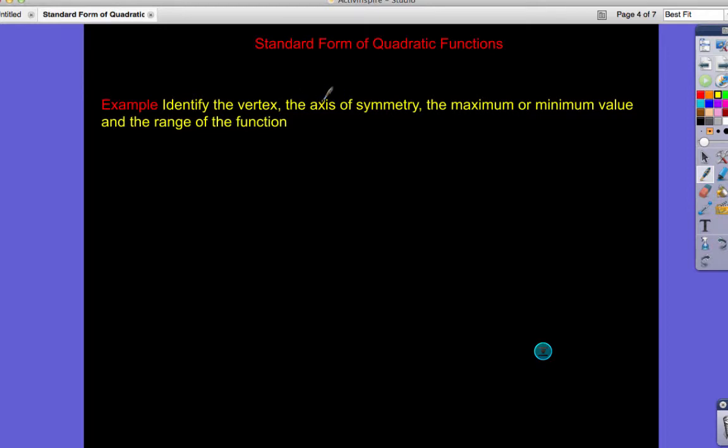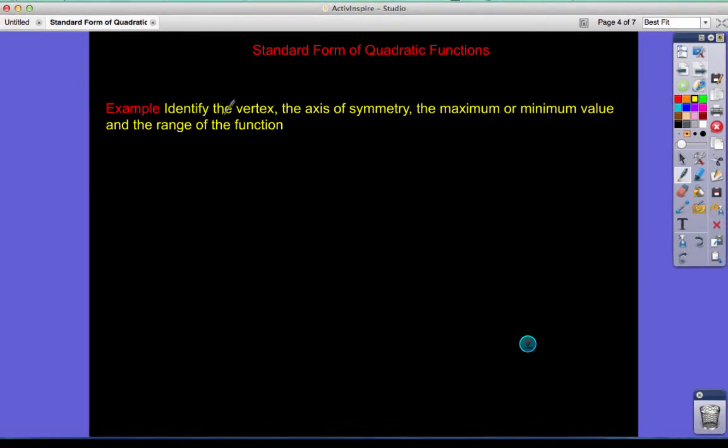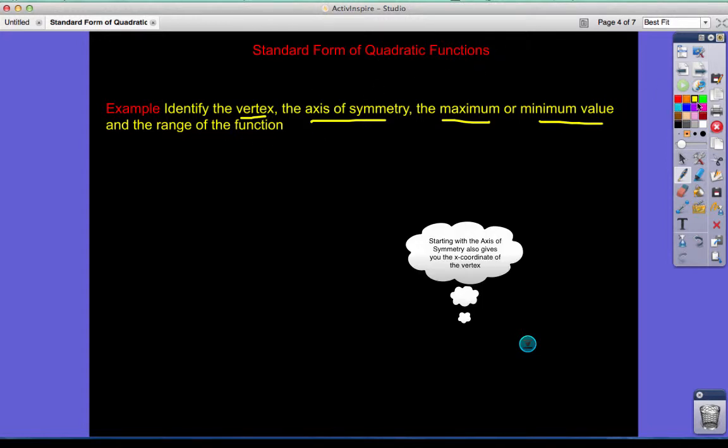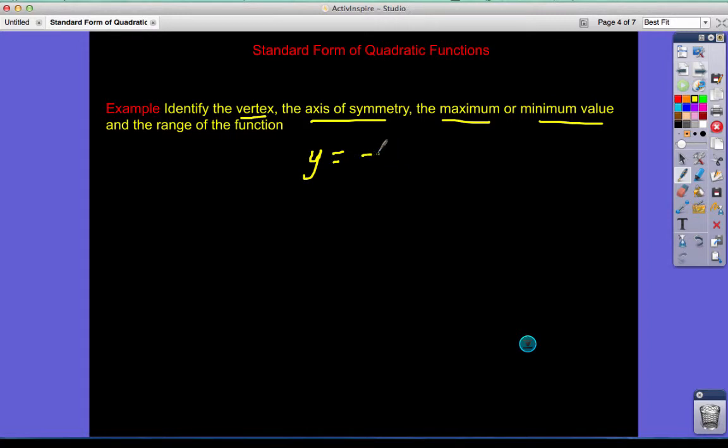Now here is where you can identify the vertex, axis of symmetry, the maximum or the minimum value, and range of the function. The function we're going to be looking at is y equals negative x squared plus 2x plus 1. If we can identify the vertex, axis of symmetry, maximum or minimum, or the range, really we can graph these functions. Basically, if we know the vertex and the axis of symmetry, this can help us graph standard form.